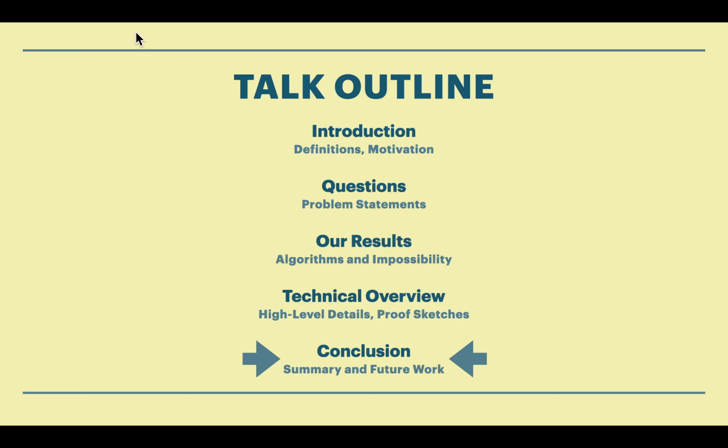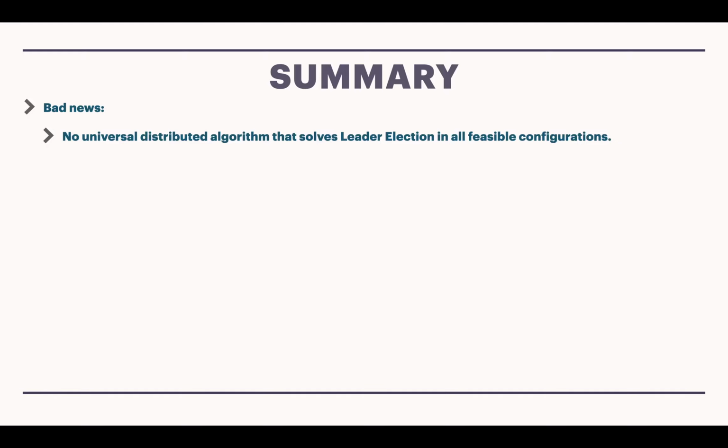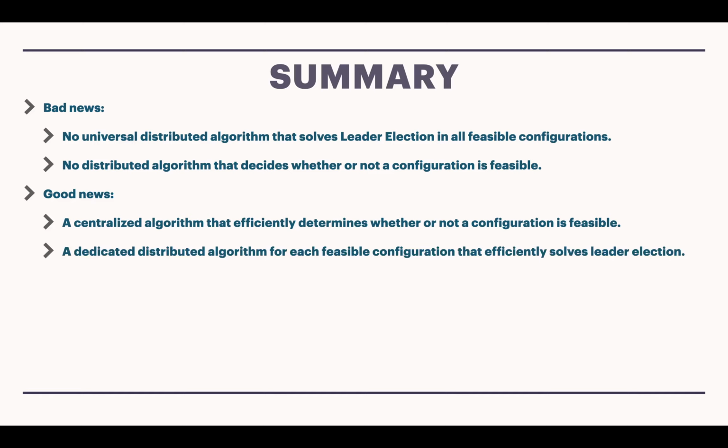Okay, so to quickly conclude, we have a bunch of bad news. There's no universal distributed algorithm. There's no single distributed algorithm that is going to be able to solve leader election in all feasible configurations. Also, there's no distributed algorithm that can decide whether or not a configuration is feasible. For good news, we do have a centralized algorithm that, if you provide a configuration G as input, will efficiently determine whether or not that configuration is feasible. Can leader election be solved in that particular configuration? Also, if that classifier algorithm, that centralized algorithm, does output yes to tell us that the configuration is feasible, it also tells us about a dedicated distributed algorithm for that configuration that will solve leader election.